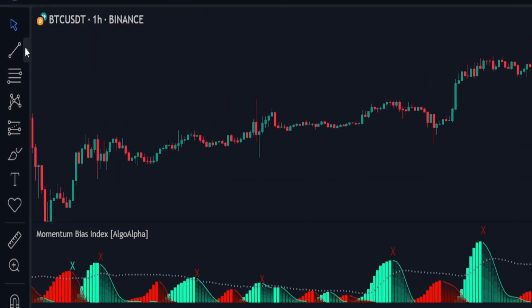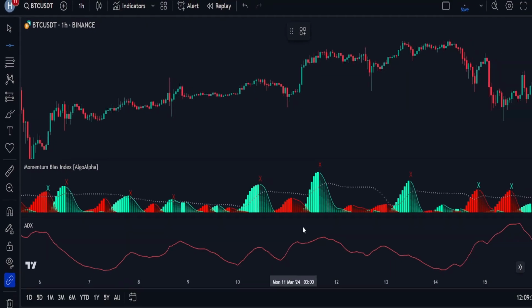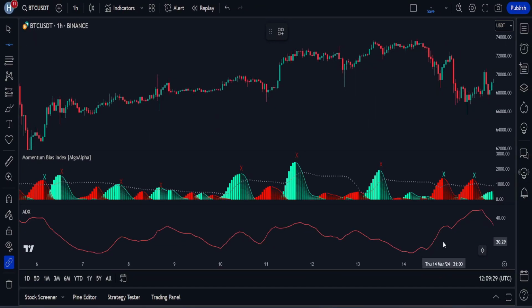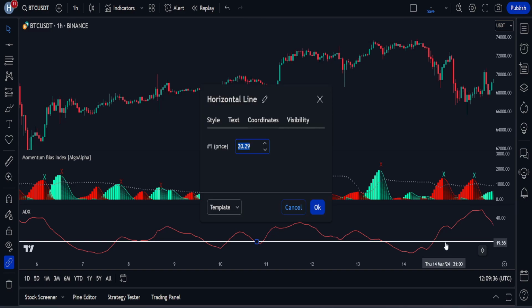After adding this indicator to our chart, first of all, we're going to add a horizontal line at the 20 level. We can select the horizontal line option from here, and then you can add this horizontal line at the 20 level. To ensure that it's exactly at the 20 level, you can open the settings of this horizontal line. Then in the input section, you can change the level to 20. After that, you can also change its color.